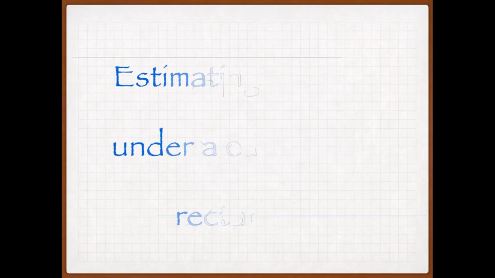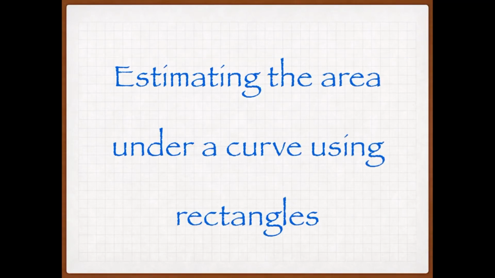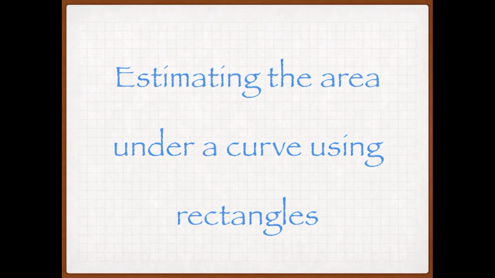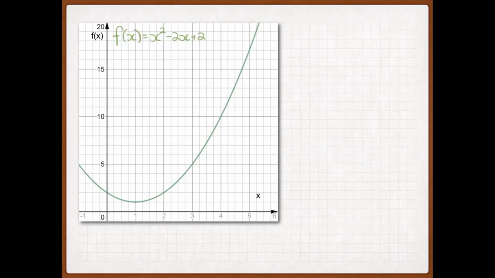Hey guys, so today we're just doing a quick recap on how we can estimate the area under a curve using rectangles. The example function that I'm going to be working through today is f of x equals x squared minus 2x plus 2, as you can see on the graph here.